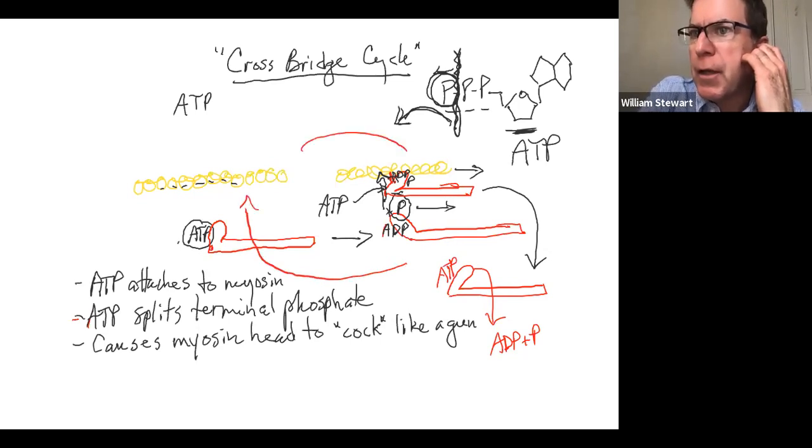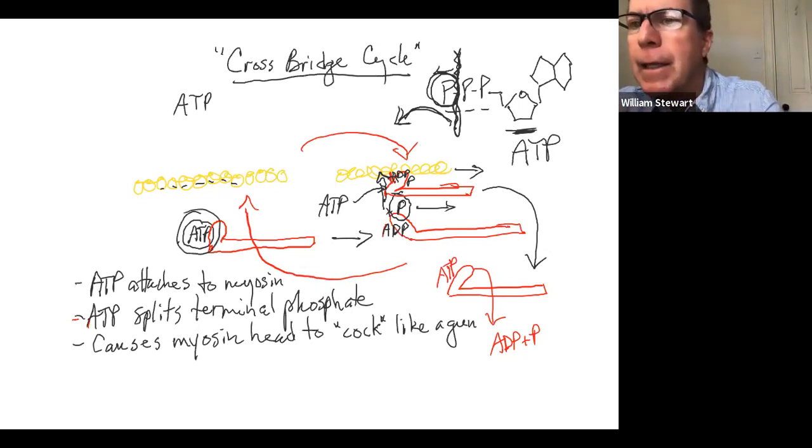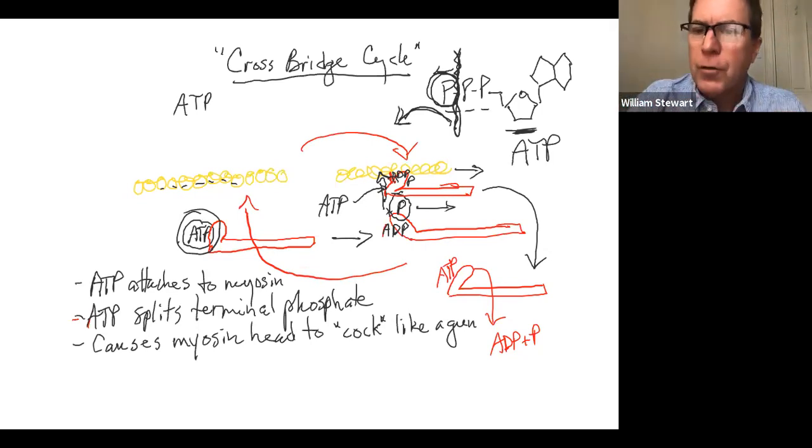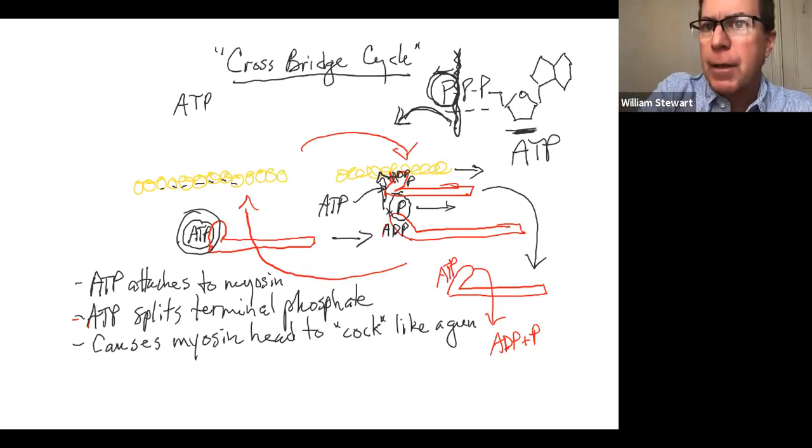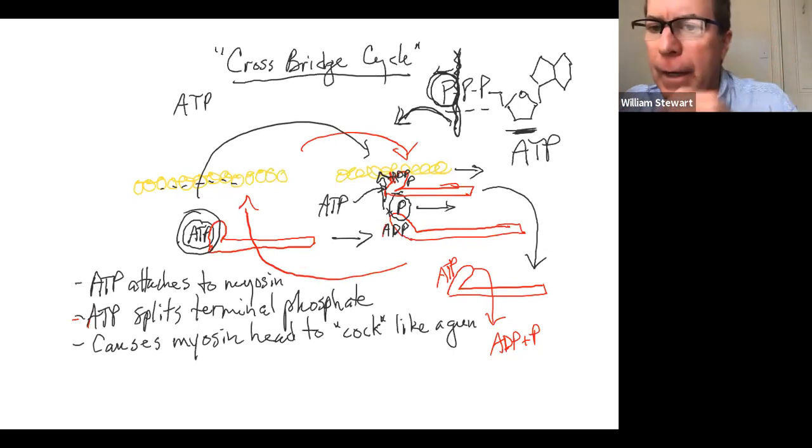So that's why it's called a cycle. As long as we have available ATP molecules, that myosin head can keep getting its energy. So if we need to sustain a contraction for a long time, we have to keep using ATP molecules to keep re-energizing that myosin head.